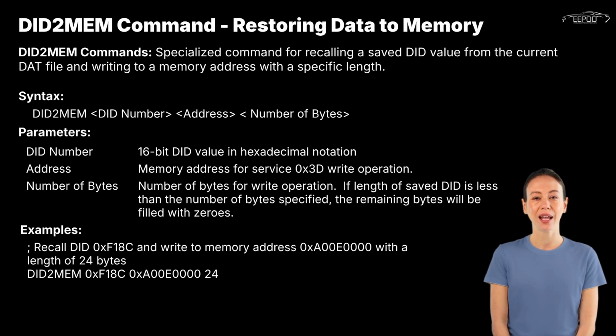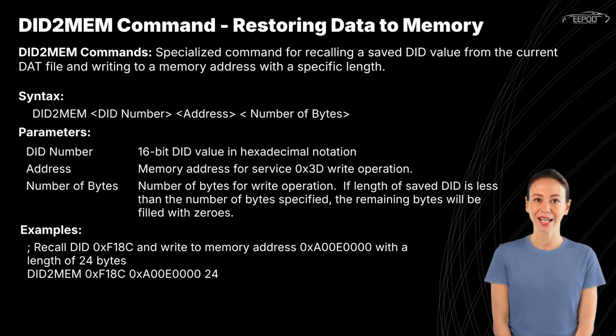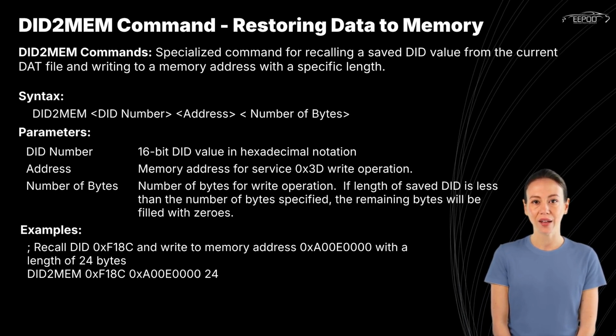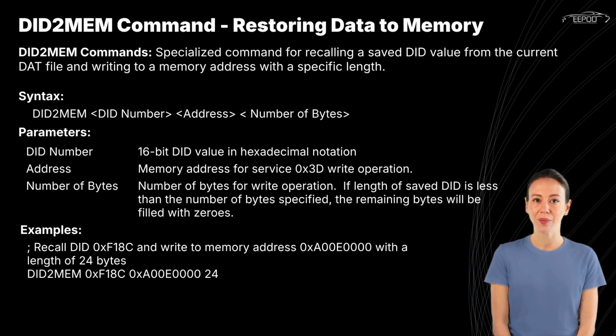All right, now let's talk about a command that's made specifically for ECU recovery after reflash, and that's DID2MEM. This command lets you recall a DID value from your DAT file and then write that data directly to a specific memory address in the ECU. It's especially useful when you flash a module and suddenly realize some part numbers or serial numbers are gone.